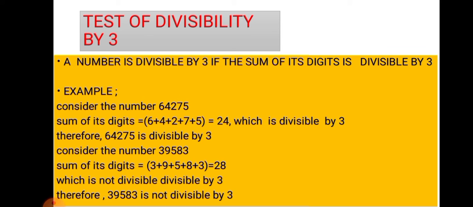Now consider the number 39,583. The sum of its digits is 3 plus 9 plus 5 plus 8 plus 3. We get 28. Is 28 divisible by 3? No. So 39,583 is not divisible by 3. A number is divisible by 3 if the sum of its digits is divisible by 3.